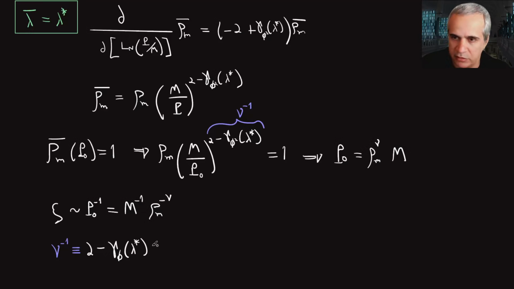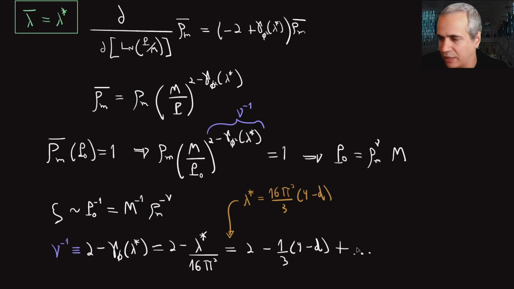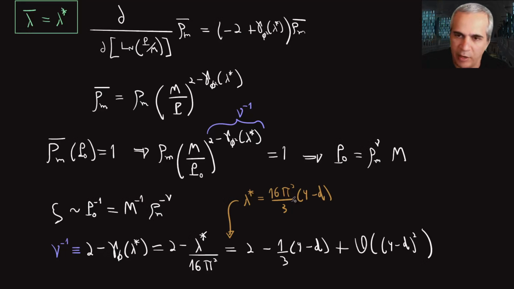Now let's use what we know. This guy is lambda over 16 pi squared. So this is 2 minus lambda star over 16 pi squared. And this lambda star, we calculated the fixed point for this theory. Lambda star is 16 pi squared over 3, times 4 minus d, below 4 dimensions. That's the position of this fixed point. Let's substitute that here. That means I get 2 minus 1/3 of 4 minus d. And of course there are other terms; we have disregarded higher powers of 4 minus d, everywhere, consistently, I hope.